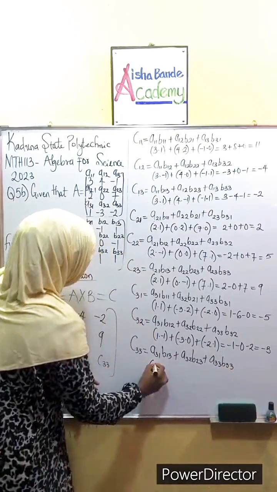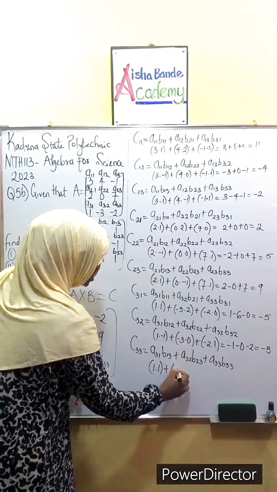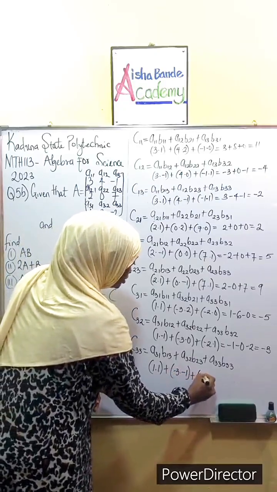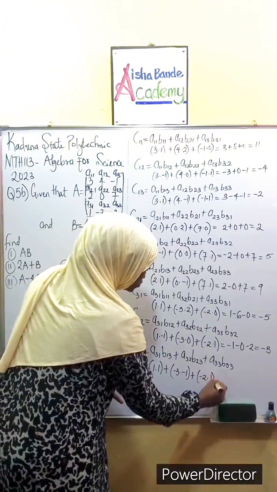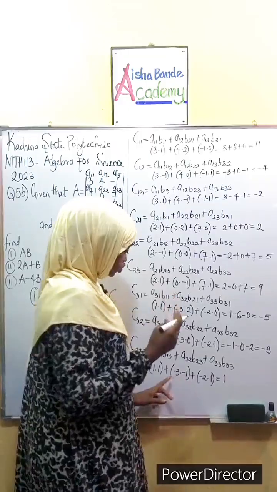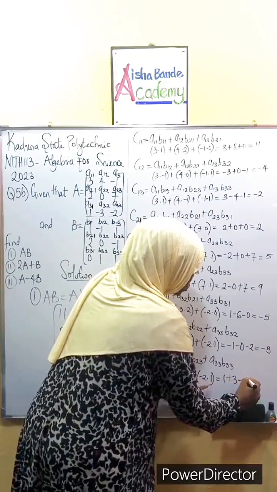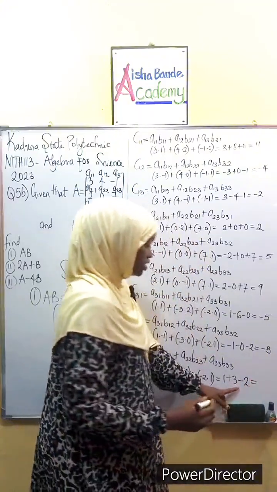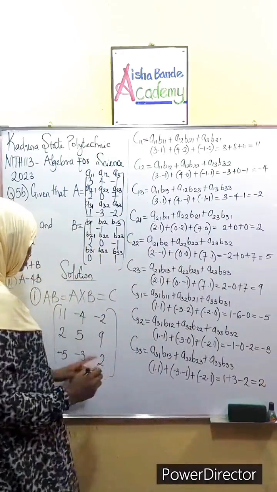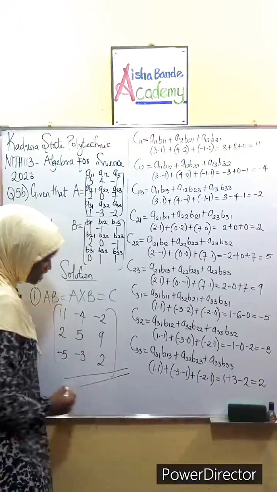So this is going to be 1 multiplied by 1, plus minus 3 multiplied by minus 1, plus minus 2 multiplied by 1. So this equals 1 times 1, which is 1. Minus 3 times minus 1 is 3, plus times plus, so it's going to be plus 3. Then minus 2 times 1 is going to be minus 2. So this equals 1 plus 3, that's 4. 4 minus 2 gives us 2. So our answer for C33 is 2. So what this means is that A multiplied by B from this matrix gives us this as our final answer.